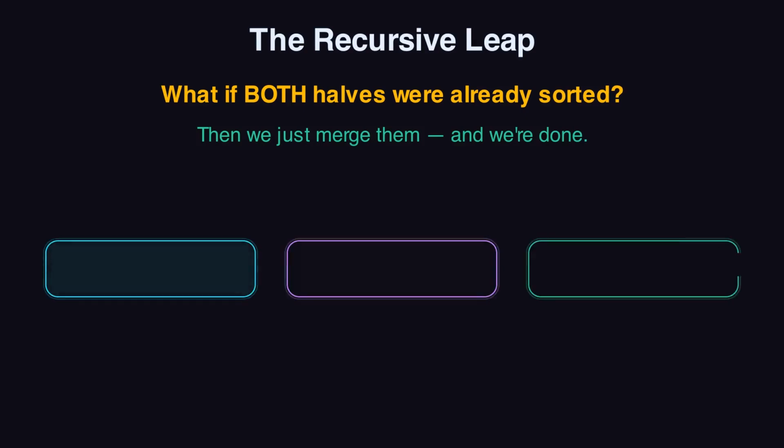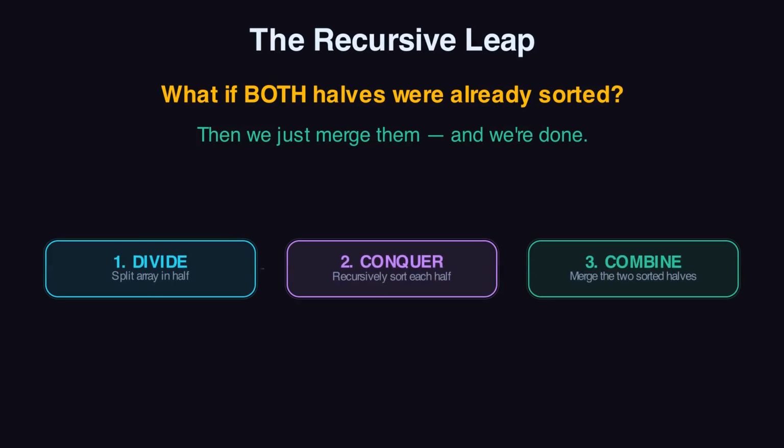This is the divide and conquer pattern. Divide the problem into smaller subproblems. Solve each subproblem recursively, then combine the results. For merge sort, that means 3 phases. First, divide: split the array at the midpoint. Second, conquer: recursively sort each half. Third, combine: merge the two sorted halves back together. Simple in concept, powerful in practice.